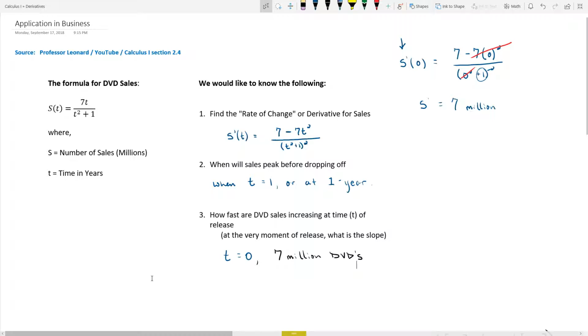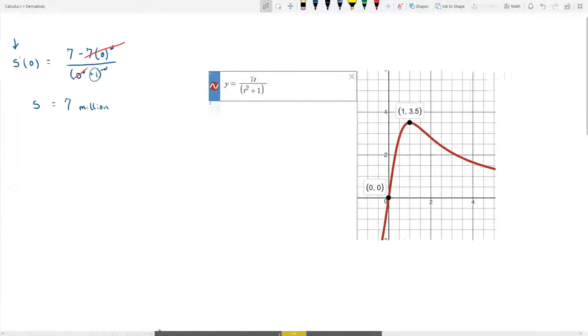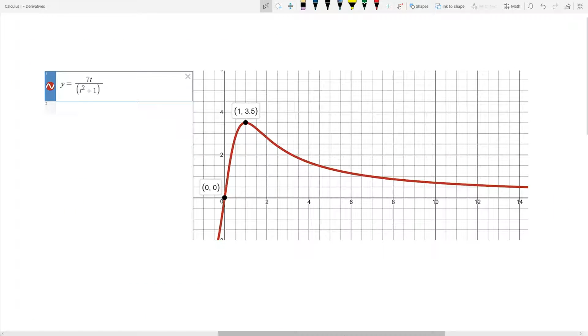Let's take a look at this in Desmos and see what this looks like. So we have the original function here, and we see that it's only positive values that we're concerned with. At the time of release, we have a slope of 7 million copies. And then we said that after 1 year is where we have 0 slope. So it's exponentially increasing. It's then reaching 1 year, and then as you can see, it's steadily dropping off from there.